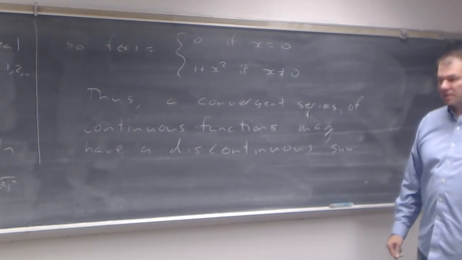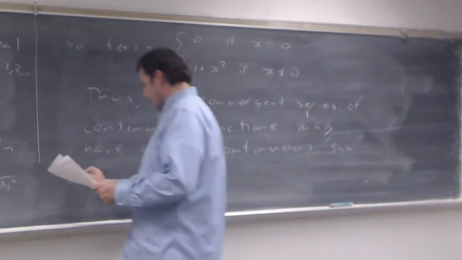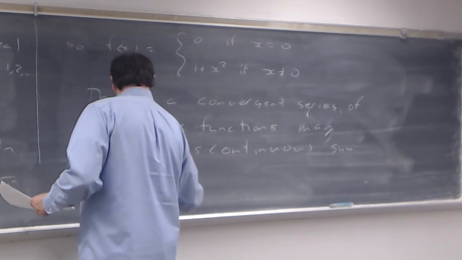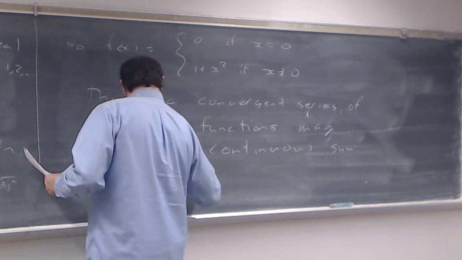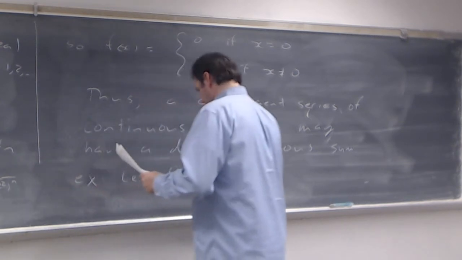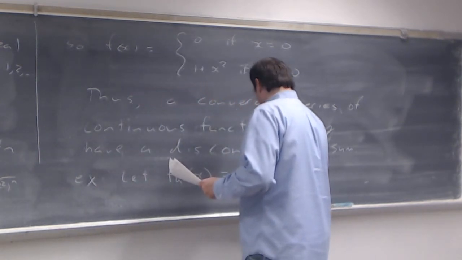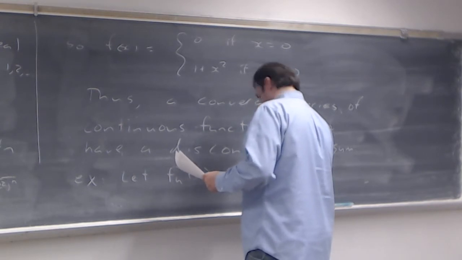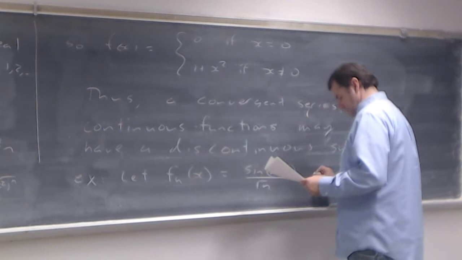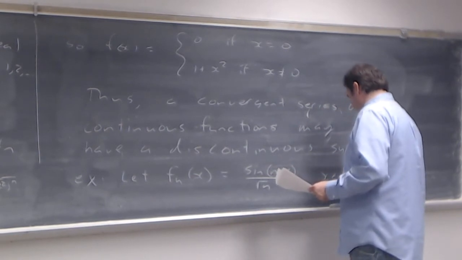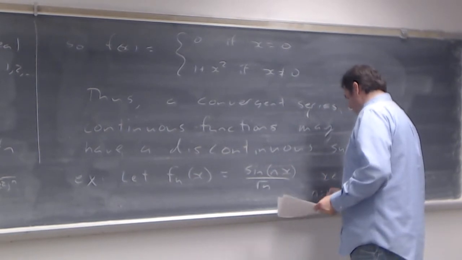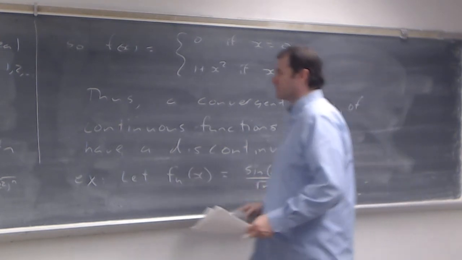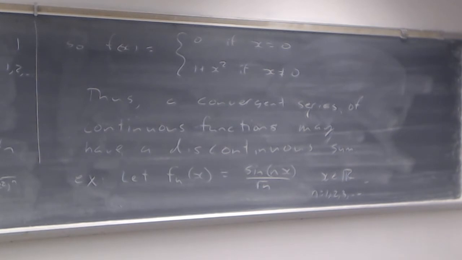Well, I'd like to look at a different example, one having to do with derivatives. If we let f sub n of x be equal to sine of nx over the square root of n, where x is an element of R and n is equal to 1, 2, 3, forever, let's look at that type of sequence of functions.